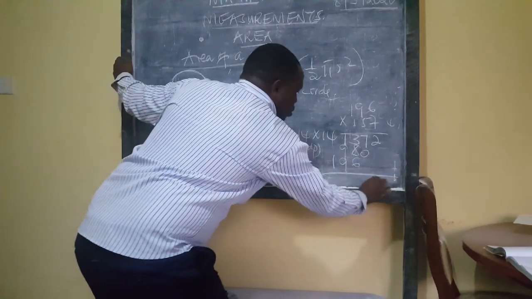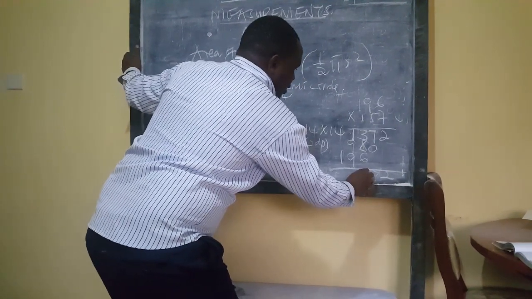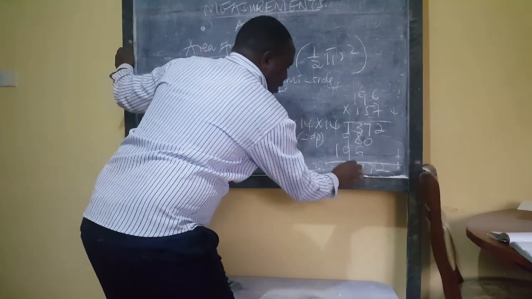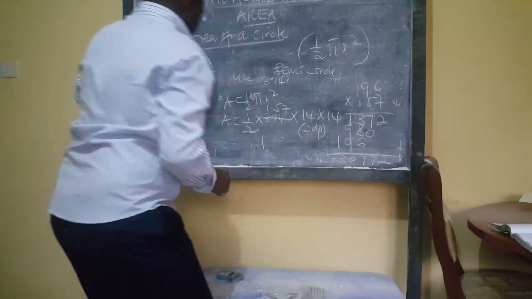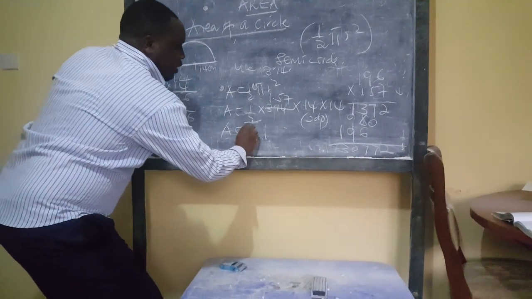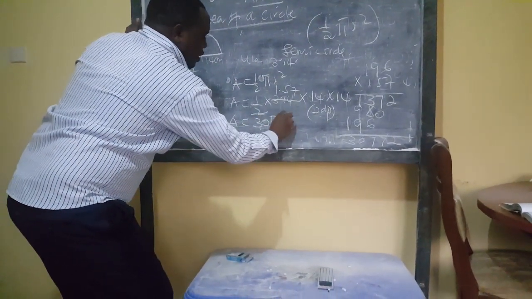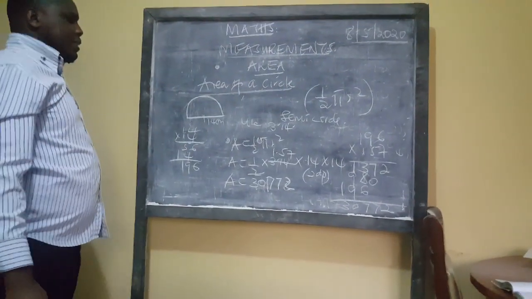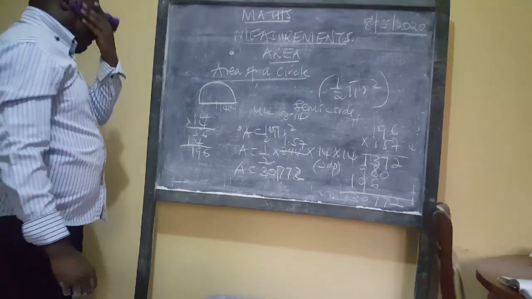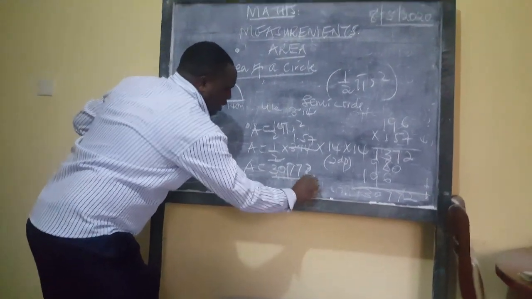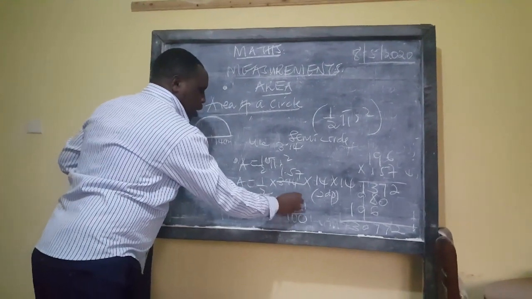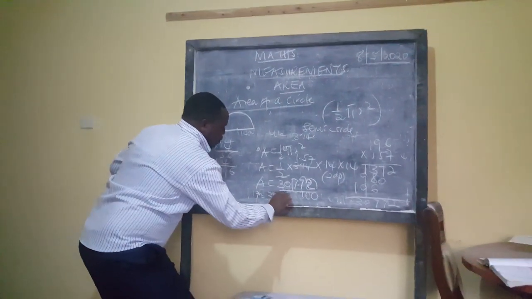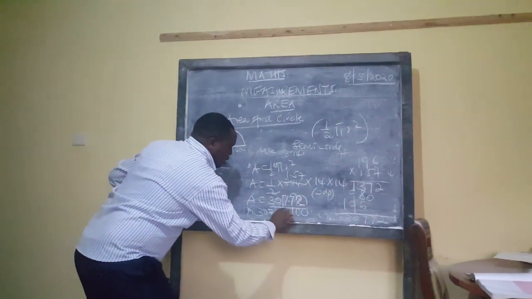So when you add that, you get 2, 7, 14, 17, carry 1, 10, 20, carry 2, 3. So this is going to be 30,772. Remember, we have 2 decimal places, meaning that we are going to get a number that is having 2 zeros, that is 100. Divide this by 100. So we're going to move from here 1, 2 times. So our area is going to be 307.72 centimeters squared.